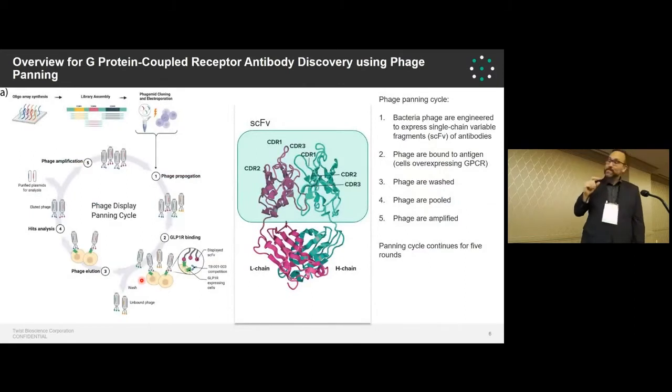Again, more background. This is the process of phage display. Going from synthesis to the library build, you put the library into phage, so it expresses the single chain variable fragment, and then you bind it to cells or purified proteins expressing your receptor of interest. Then we wash, purify, go through this process 5 times, and then do next-gen sequencing to collect our specific antibodies.